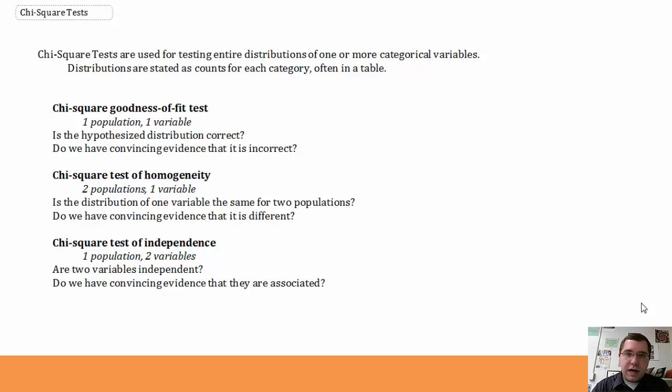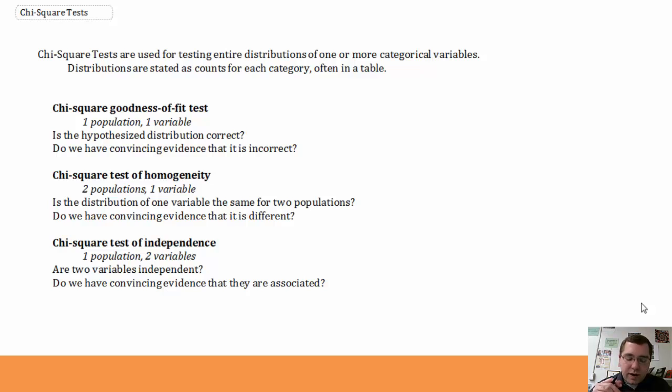There are going to be three kinds of chi-square tests we're going to look at. First is a chi-square goodness of fit test. We use the goodness of fit test when we have one population and one variable. So we've taken one sample and we've asked every person in that sample one question.